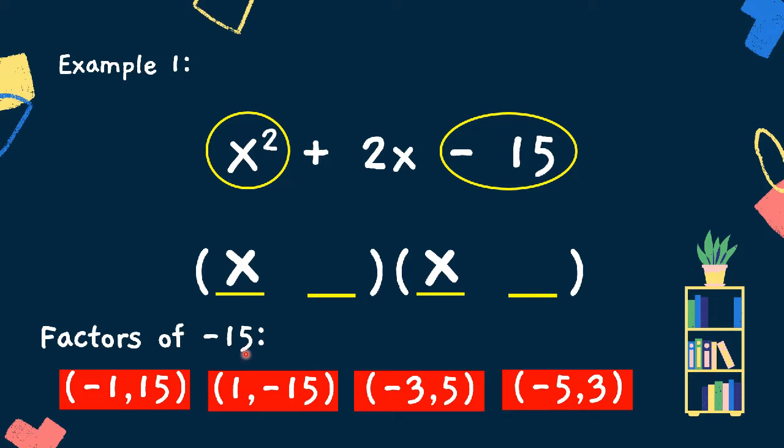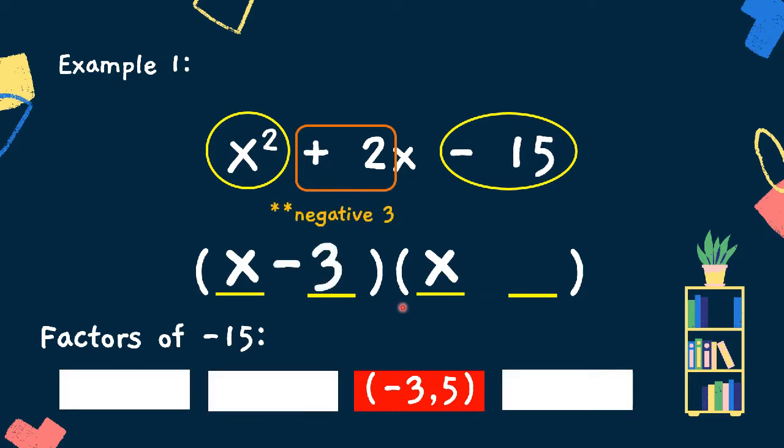After identifying the factors of your last term, which is negative 15, look for which among these factors, if you add them, will give you the second term. Obviously it is negative 3 and positive 5, because if we add negative 3 and positive 5, it will give us positive 2. So therefore, we have here the missing numbers or the missing factors as negative 3 and positive 5.